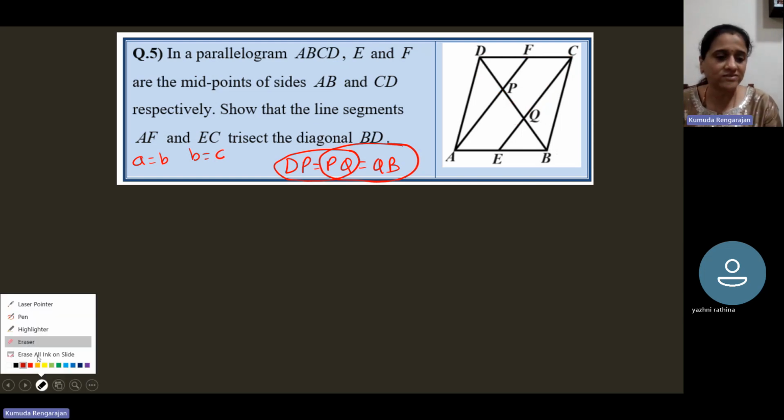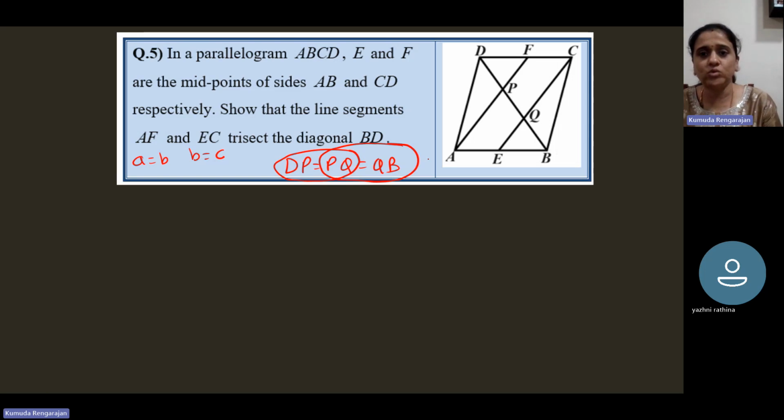Now we need to take a triangle which has PQ and QB. And the other information, we have already used F as the midpoint of CD. That we've used. But we haven't still used E is the midpoint of AB. So see, E is the midpoint of AB. So both put together, we take this triangle ABP. Correct? Clear?